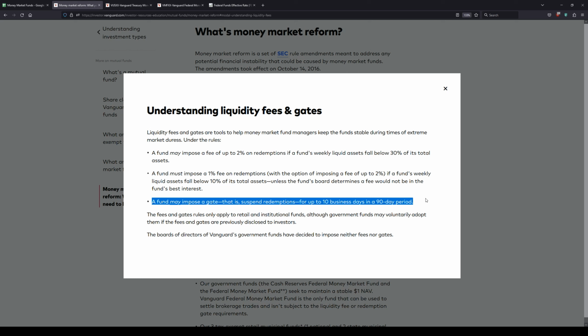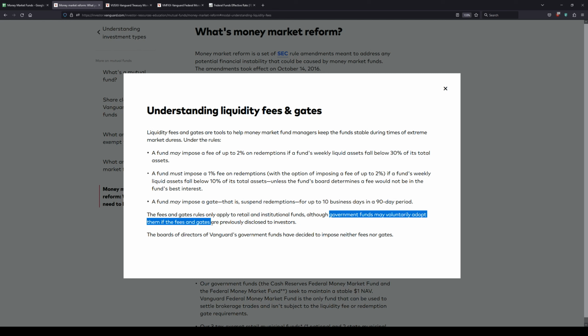Now, obviously, these are extreme measures, and a fund doesn't want to do this if they don't have to. But as investors, we should be aware of the potential impact these liquidity fees and gates could have in certain situations. Now, the main caveat, which maybe I should have started with, is that these liquidity fees and gates apply only to retail and institutional funds, but with the big asterisk here, government funds may also voluntarily adopt them if they're previously disclosed to investors.